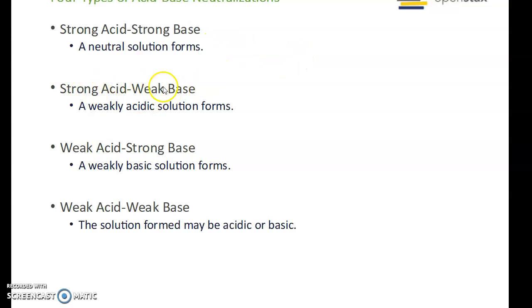But if you have a strong acid and a weak base, a weakly acidic solution forms, right? And if you have a weak acid and a strong base, a weakly basic solution forms. And with a weak acid and a weak base, it depends upon what their constituents are. It could be either one or the other, okay? So this tells you what you can expect from these different ones.